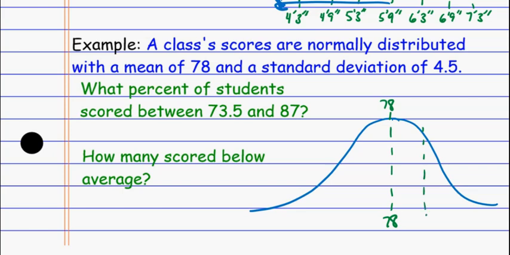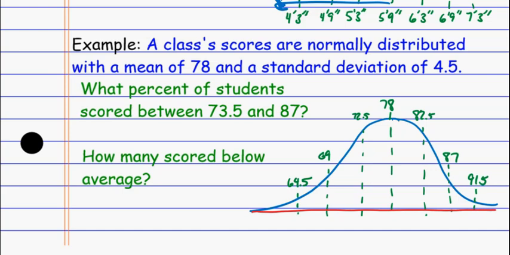So 78 in the middle, and then I add 4.5s, so it's 82.5, and then add another 4.5 to get me 87, and then add another 4.5 to get me 91.5. And then going the other way, I subtract 4.5, so I'm at 73.5, and subtract another 4.5, that gives me a 69, and subtract another 4.5, that gives me a 64.5. And so again, I go 3 standard deviations in each direction. Let me put a bottom on this thing.